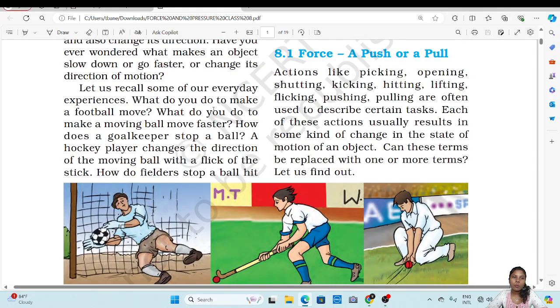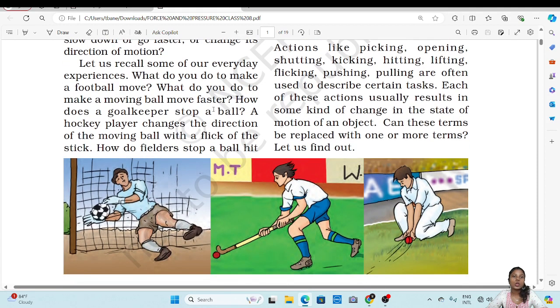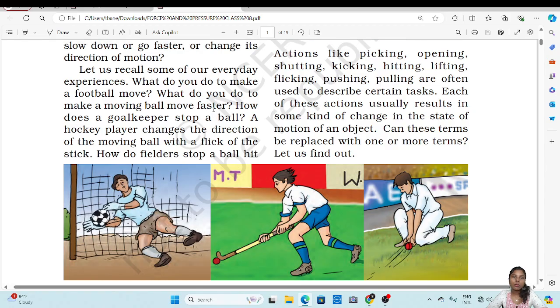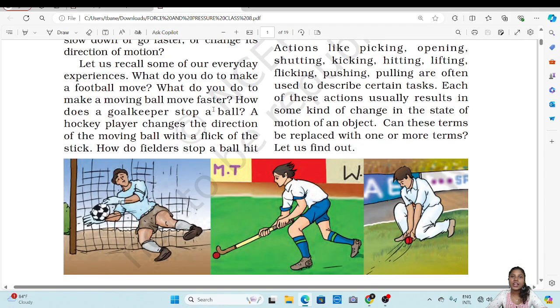Let us recall some of our everyday experiences. What do you do to make a football move? You strike it, you hit it, or you kick it, right? What do you do to make a moving ball move faster? If there's a ball moving, you will give another hit to it or kick it again so it moves a little faster.